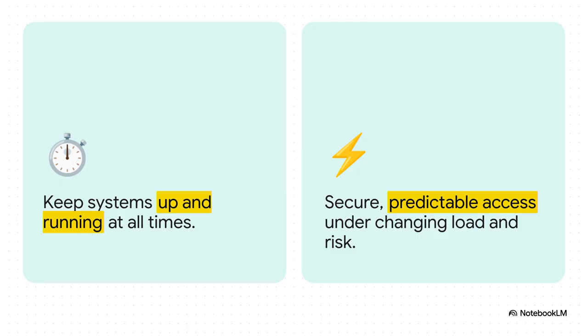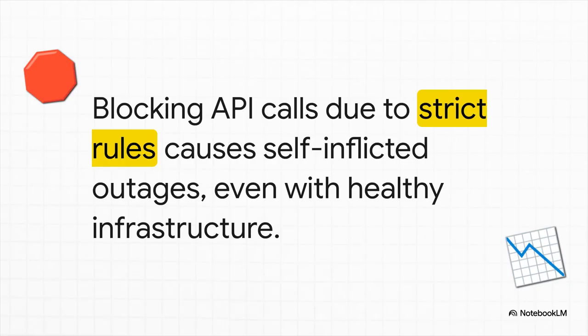Just keep the servers up and running. But the cloud reality is vastly more complex. Modern systems are distributed, dynamic, auto-scaled. In this environment, availability is not just about a server having power. It's about ensuring secure, predictable access under constantly changing loads and shifting risk landscapes. It is controlled accessibility.